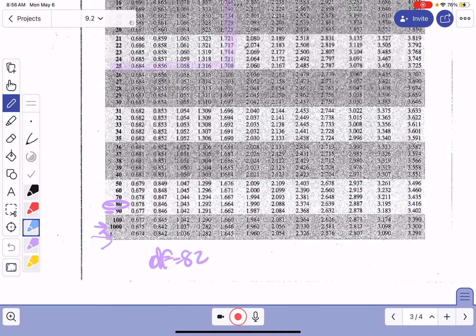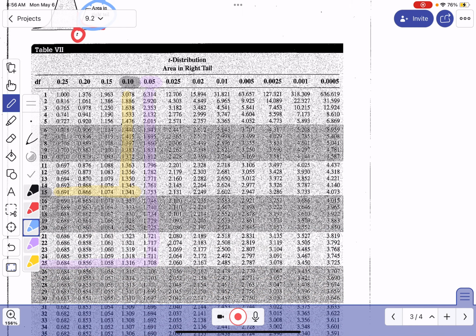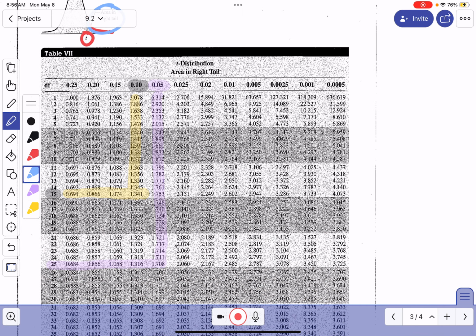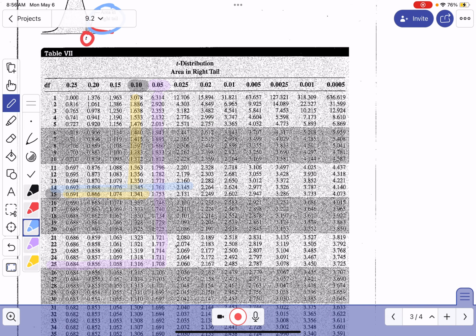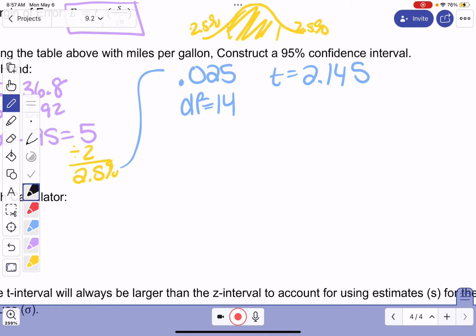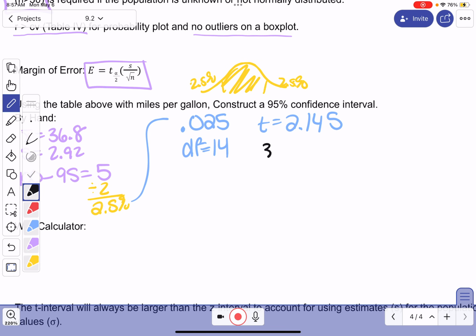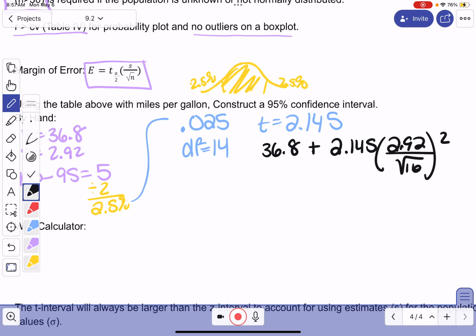So if we look on our table, 0.025, degrees of freedom of 14, we get 2.145. So let's double check that, 14, 0.025, 2.145, all right? Then we would take our point estimate, which is 36.8, and we would add 2.145 times the standard deviation over the square root of 16. And we would do the same thing by subtracting it.